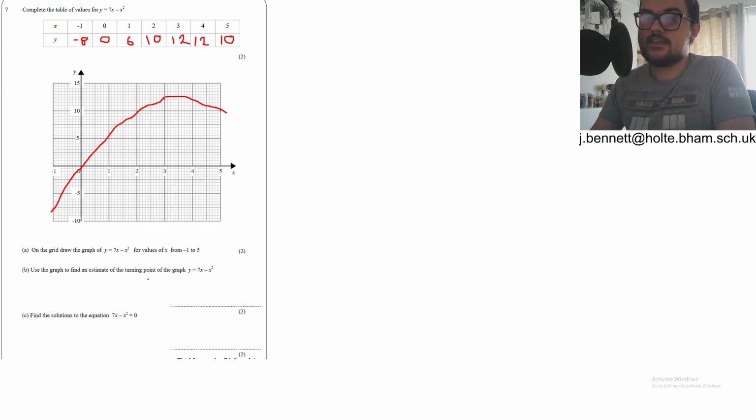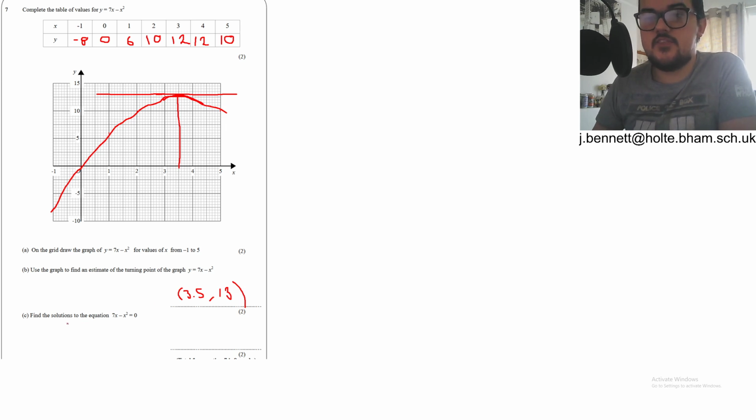Use the graph to find an estimate for the turning point. So the turning point is going to be here. It's going to be this point here where it goes above and then comes down. So the turning point is going to be, well, did it want the turning point before in terms of both? Yeah, it wants coordinates. So the turning point is going to be about 3.5, halfway between this 3 and this 4. And then I would say about 13.